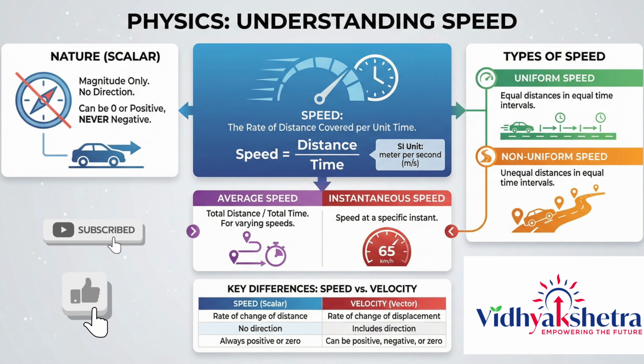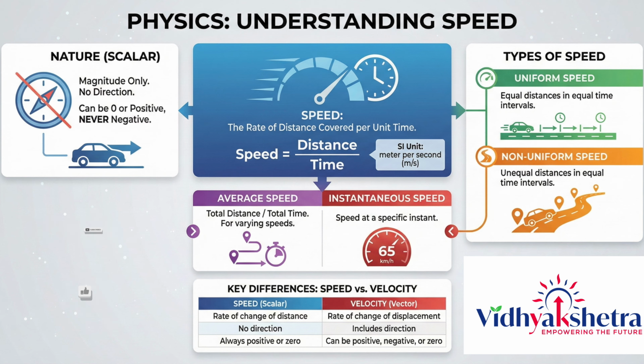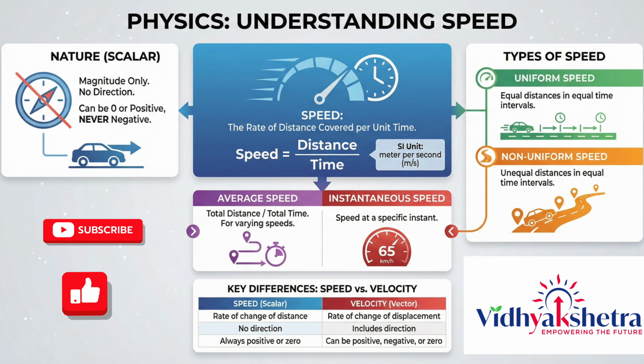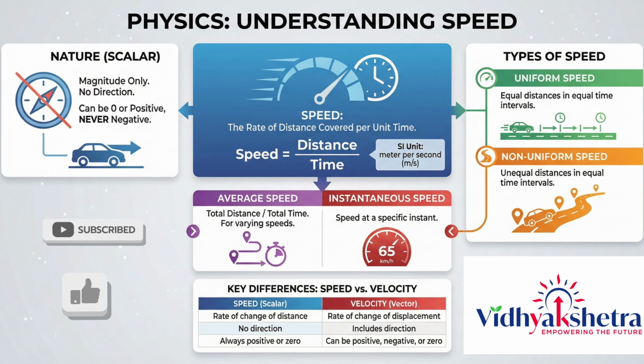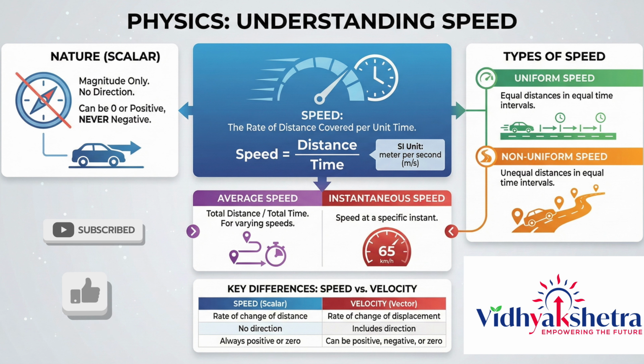Formula and SI unit of speed. Mathematically, speed is expressed as speed equals distance divided by time. The SI unit of speed is meter per second, m/s. Other commonly used units include kilometer per hour, km/h, and centimeter per second, cm/s. In numerical problems, unit conversion is very important, especially in exams.